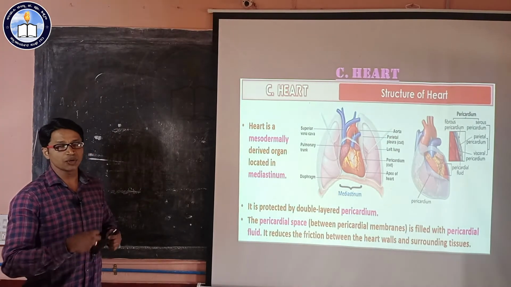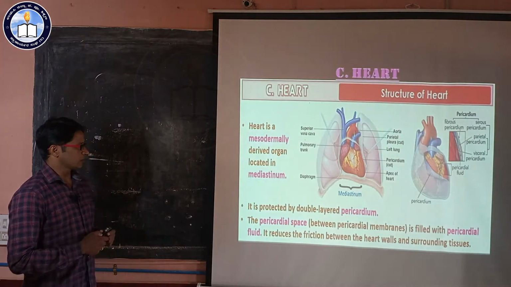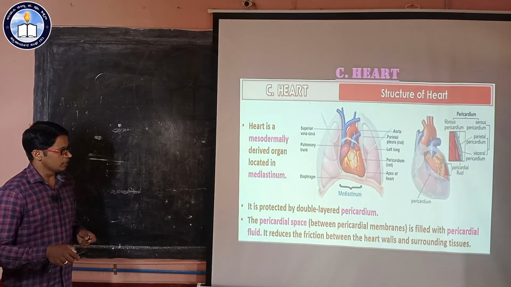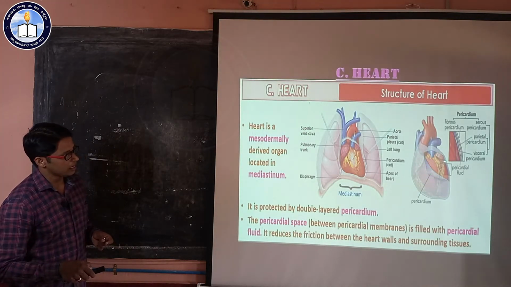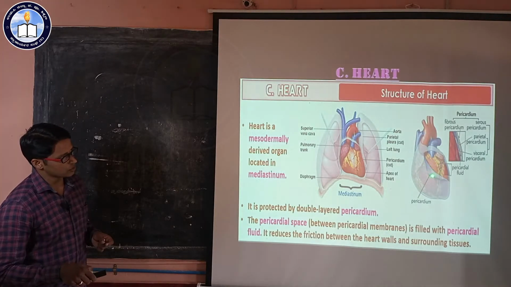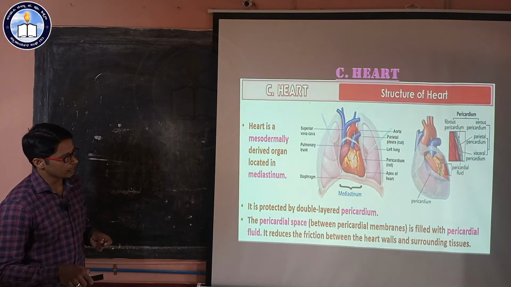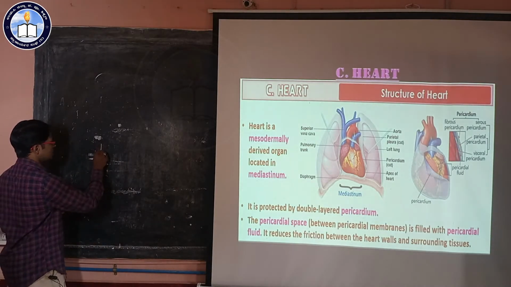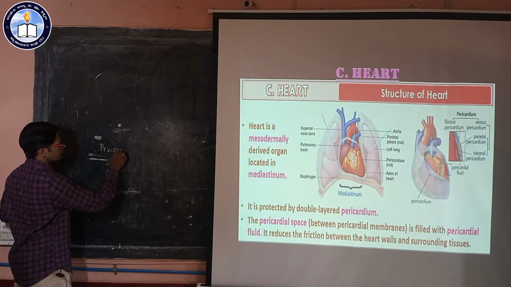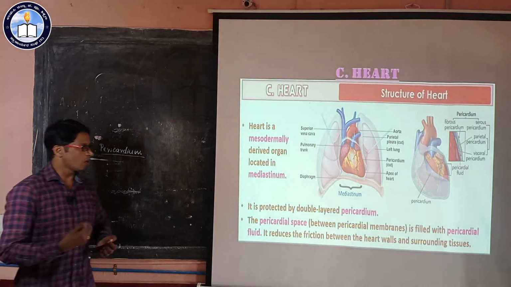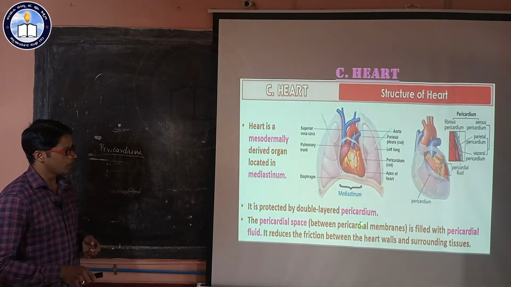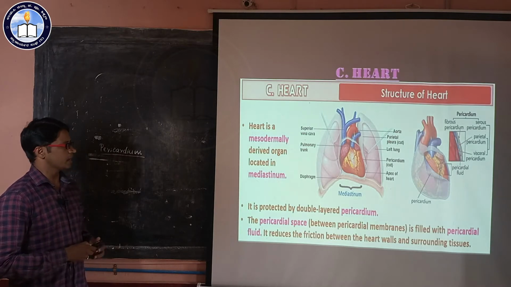That alone is not enough, it also requires additional protection. This heart is externally covered by a double wall layer structure. Here we can see the heart inside. This double layered structure which protects the heart is called as pericardium. The heart is well protected by a double walled structure called the pericardium.